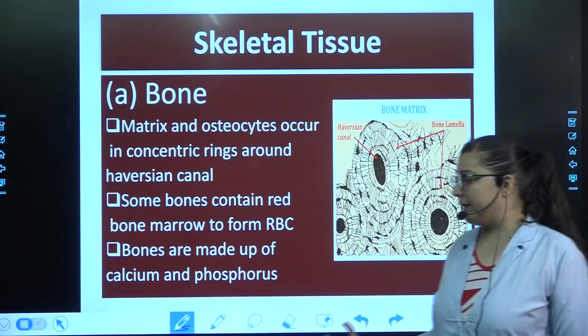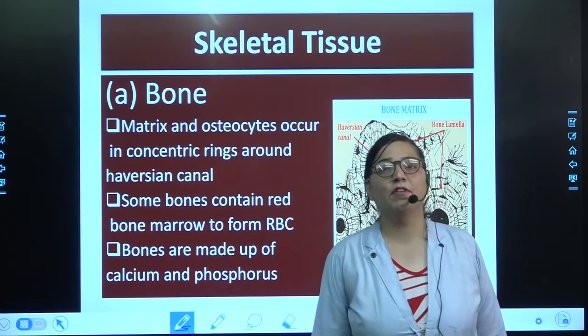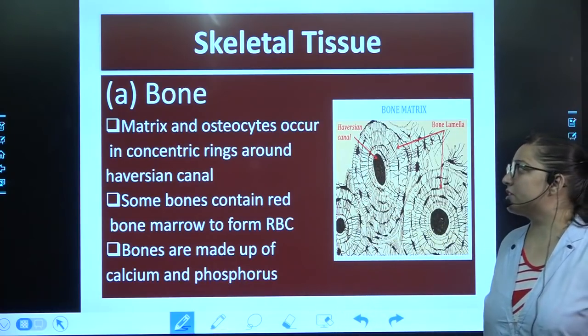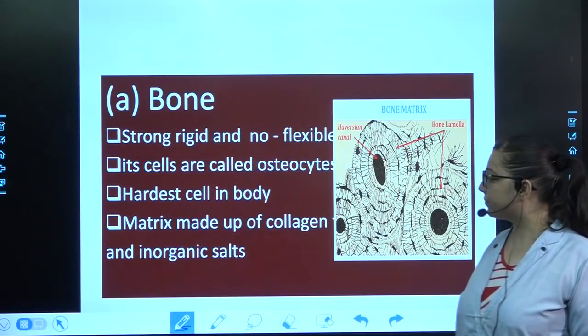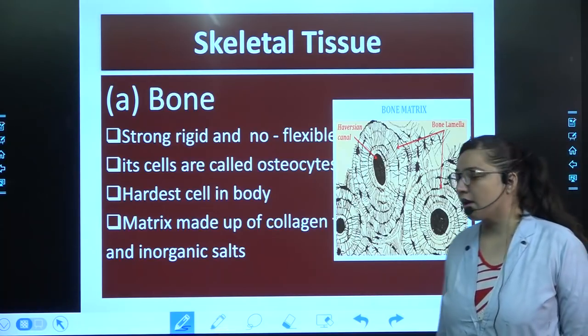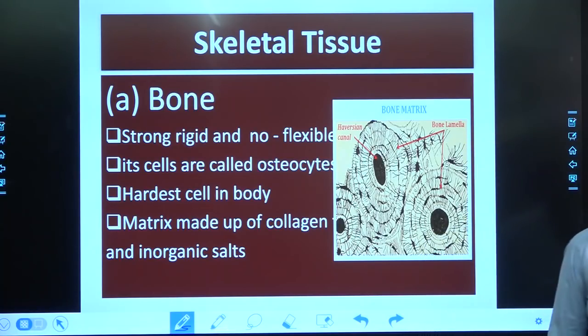And what are bones made up of? Bones are made up of calcium and phosphorus. So note down the very important points regarding the skeletal tissues. Okay, then we'll move further to the next type of skeletal tissue, which is cartilage.